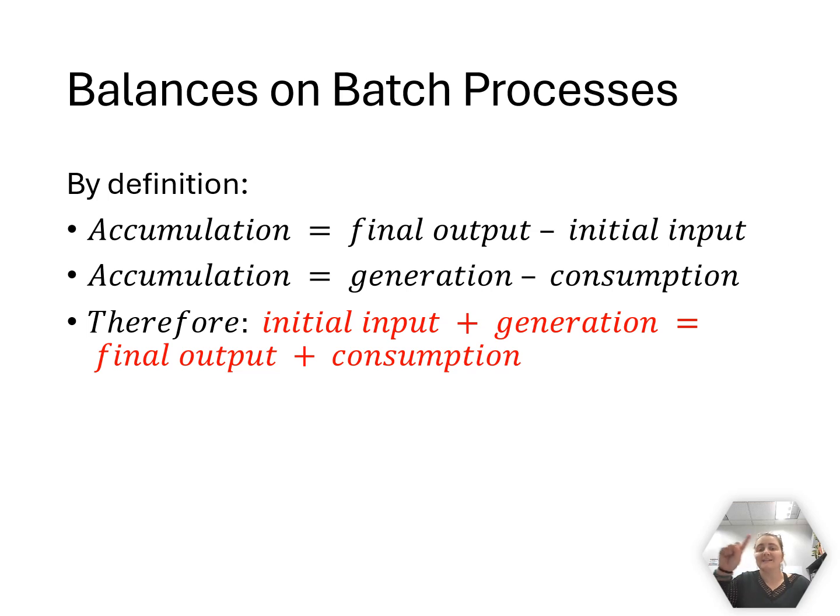So we are talking about the entire system right now, not individual species, the entire system, right? So what comes in must come out in terms of total mass in a batch system. That's what's happening here. Now you can imagine if the generation and consumption also equal 0, then your initial input must equal your final output.